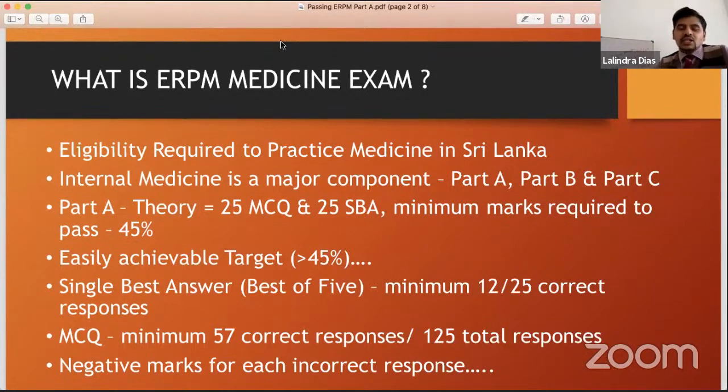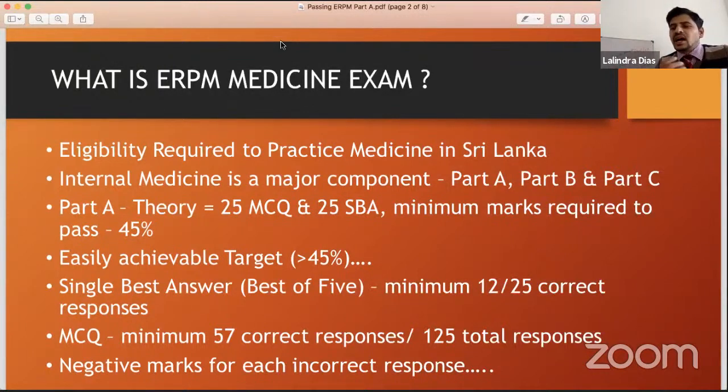But now it is good, guys. You are all lucky. You only have to score 45 in each component to qualify for the second round, that is your clinical component, ERPM part B. If you get 45, you go through to the second component. So today I really want to brainwash you, because some people arbitrarily say this is a difficult exam. No, I say that is not the case.